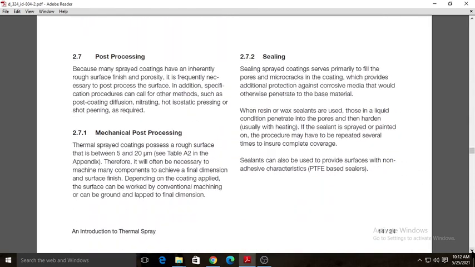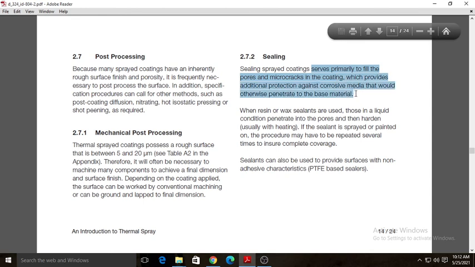Then post processing. Many components require post processing, because after surface cleaning they may be prone to the oxidation process. To eliminate this oxidation, we provide a coating on them, and for this coating we require thermal spray here. Then mechanical post processing: sealing is sprayed on this coating, primarily to fill the pores and micro cracks in the coating, which provides additional protection against corrosion.